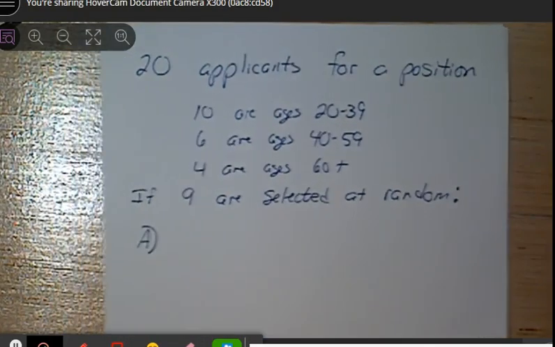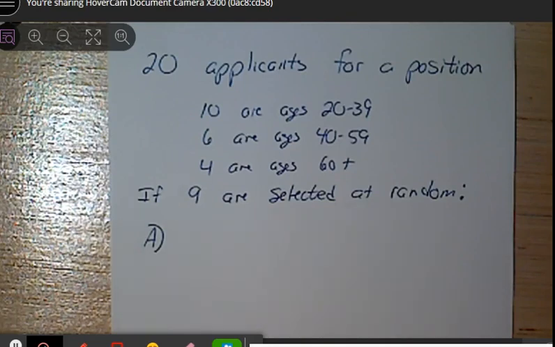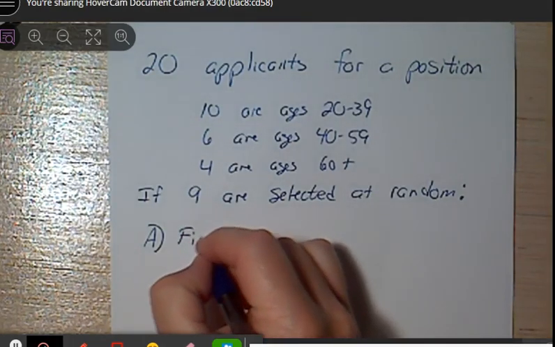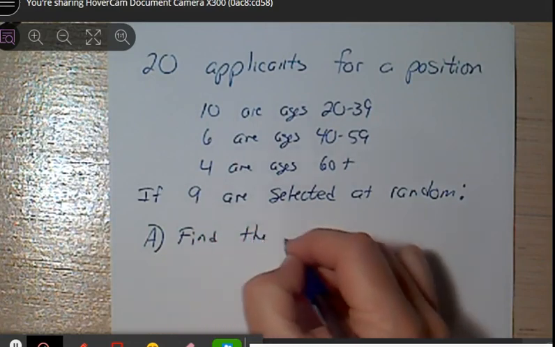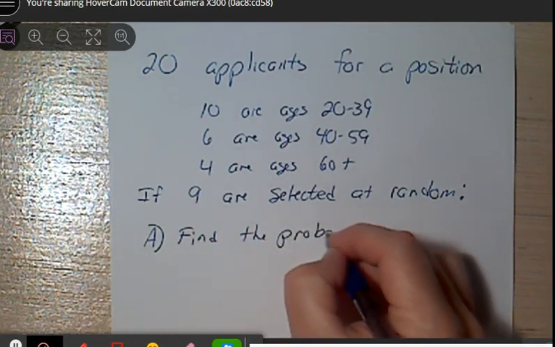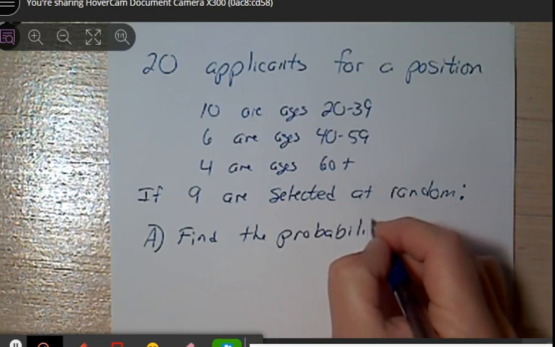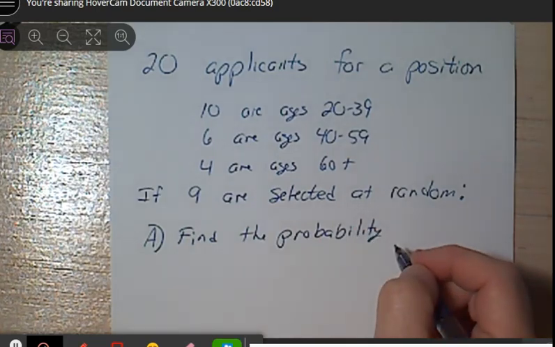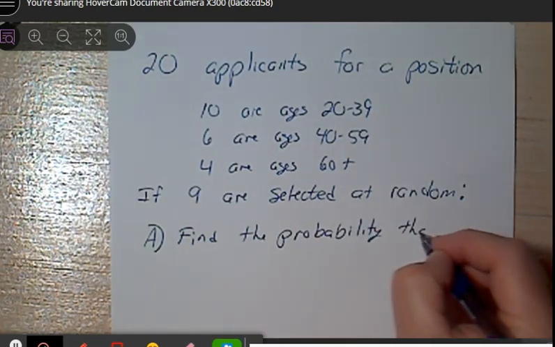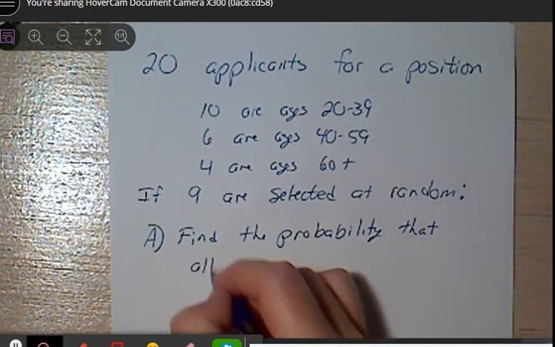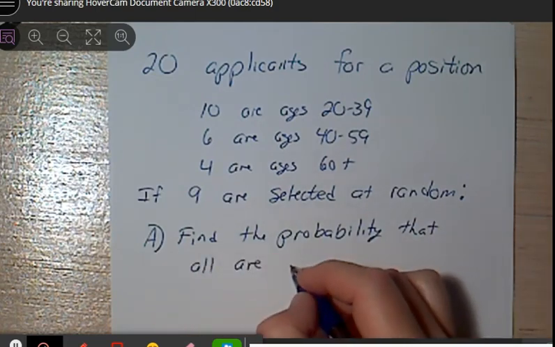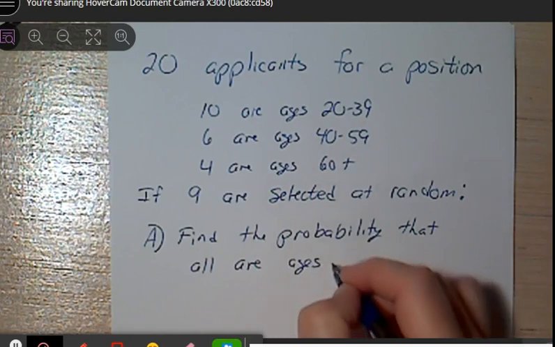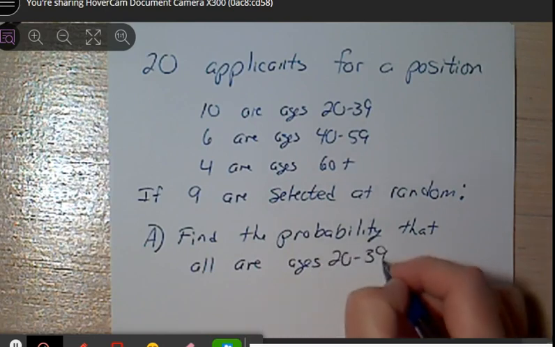okay, and this is one where it's kind of like the last one. They'll give you some different options of what to do here. Find the probability that all are ages 20 through 39.